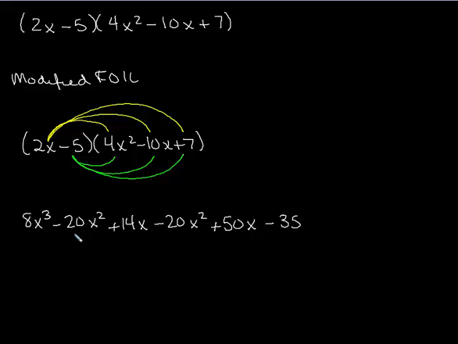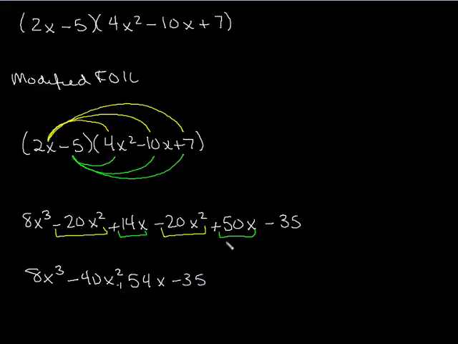With this method, my like terms are not together. I have my negative 20x squared and negative 20x squared, and then I have 14x and 50x. So my like terms, I have to search for them. Negative 20 and negative 20 is negative 40. 14 and 50 is 64. And then minus 35.